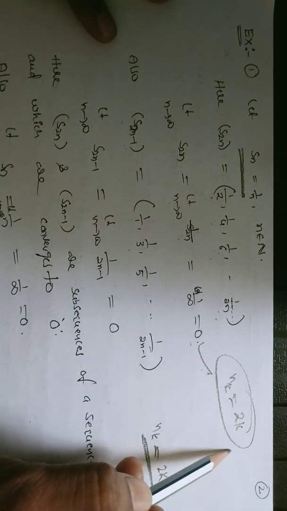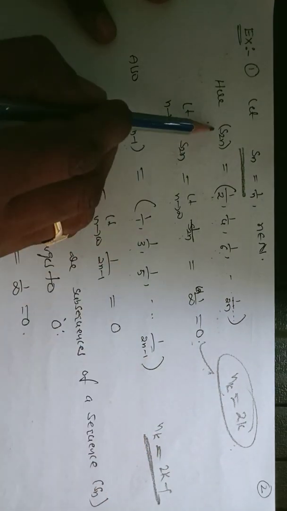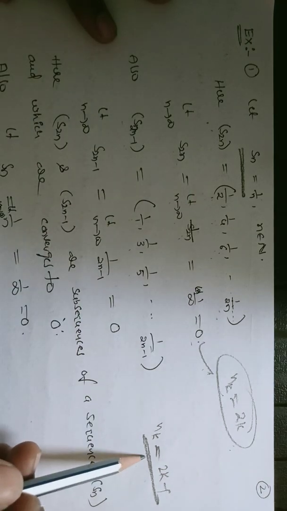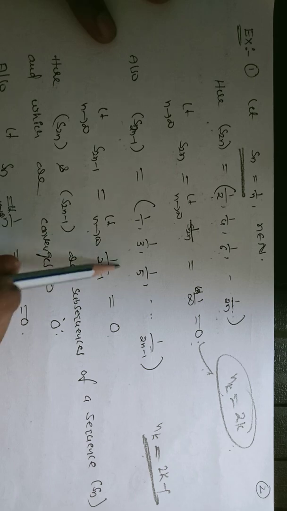The even terms of the sequence, S_nk, are denoted by S_2n. The odd terms of the sequence, S_nk, are denoted by S_2n minus 1. The limit of this sequence is also 0, because the limit as n tends to infinity of 1 by 2n minus 1 becomes 0.